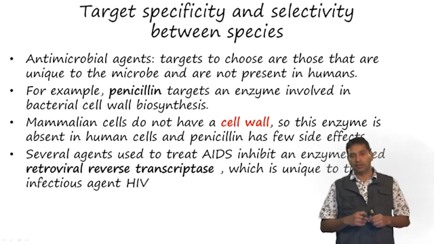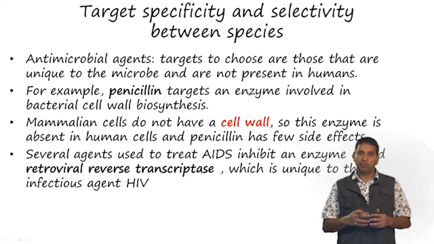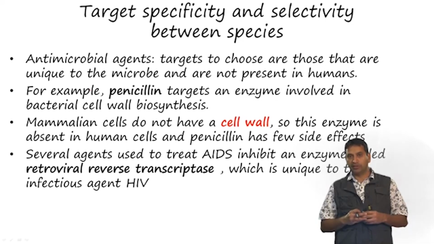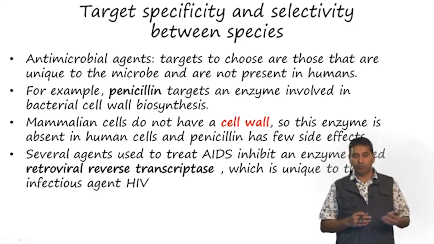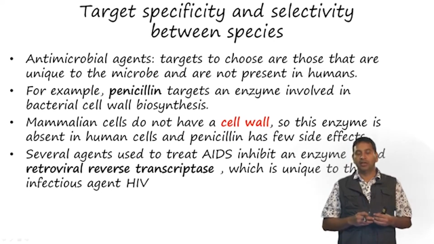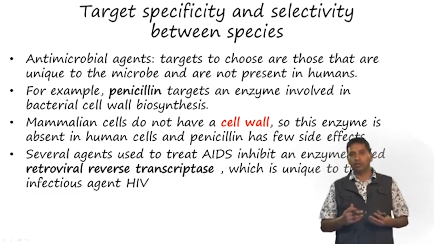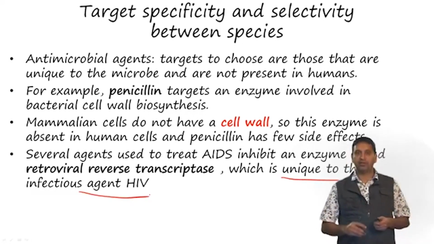For example, the antimicrobial penicillin targets an enzyme involved in cell wall biosynthesis. We will look at this in detail in the later part of the course. And since mammals do not have a cell wall, this enzyme is absent in humans, so penicillin has very few side effects. There are also other examples, such as the reverse transcriptase enzyme, which is present in the human immunodeficiency virus HIV, which causes AIDS, but it is not present in humans, and therefore, this becomes a unique enzyme to the infectious agent HIV.